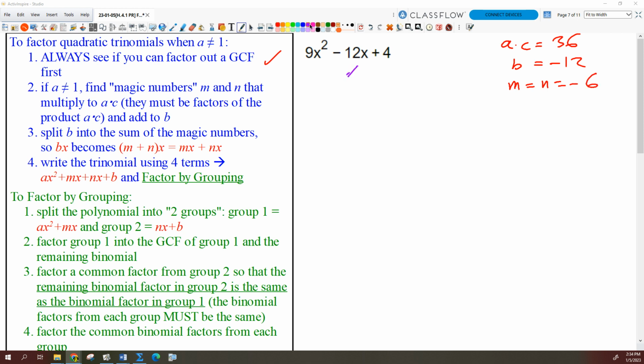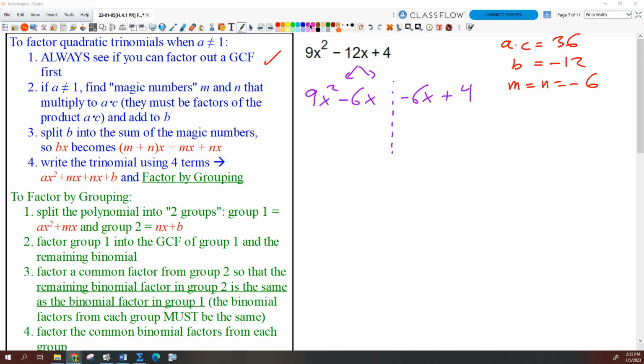So we're going to split this middle term up. Negative 12x, we're going to split it up into negative 6x plus negative 6x, using our magic numbers. So this becomes 9x squared minus 6x minus 6x plus 4. And then we're going to group this. We're going to split those 4 terms up down the middle and factor by grouping.